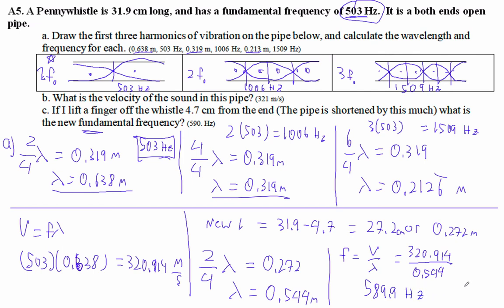Let's see, did we get that right? Yeah, 590 hertz. That's what it says. I rounded it to 3 sig figs. Now, I bet there's a slicker way to do this. Remember that I had to erase to do this. I'll show you a slicker way to do this.